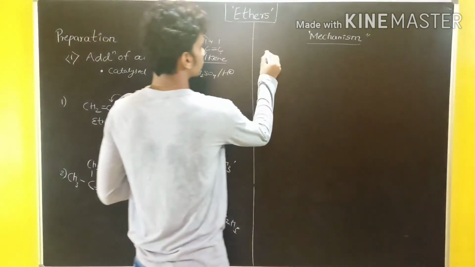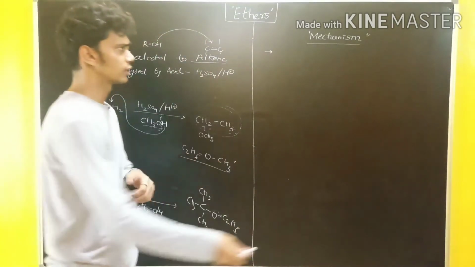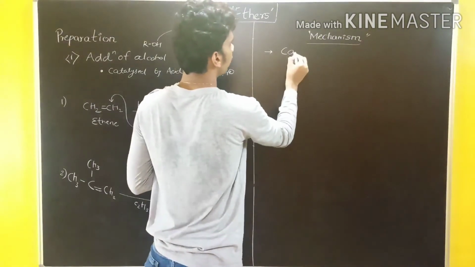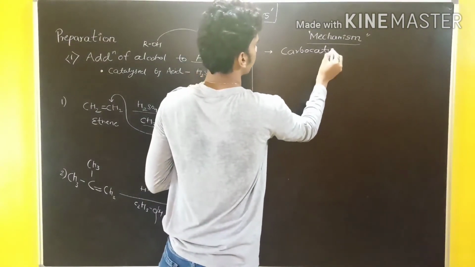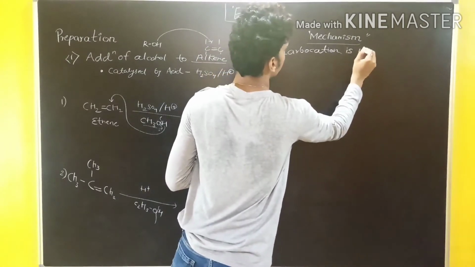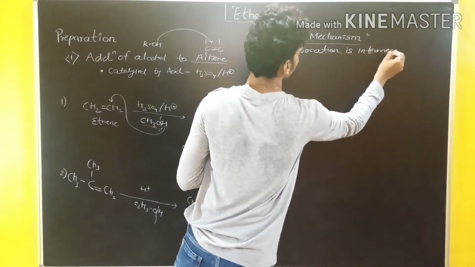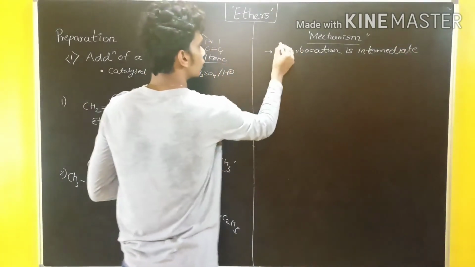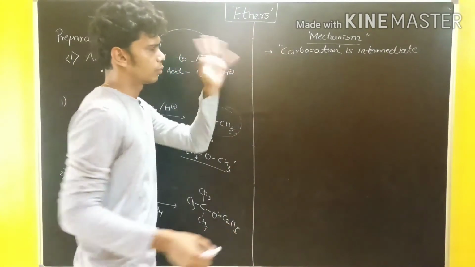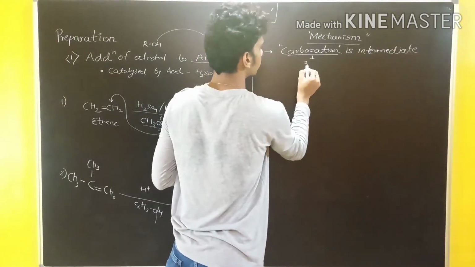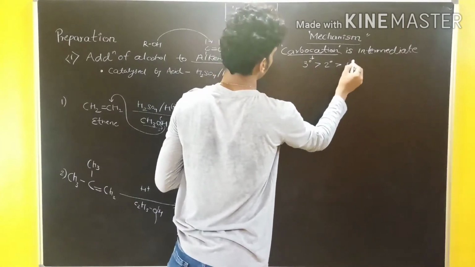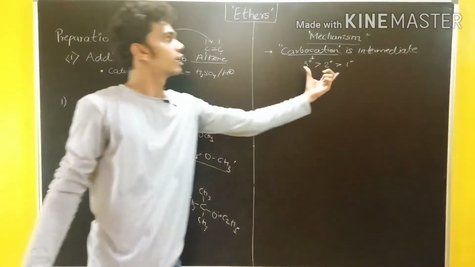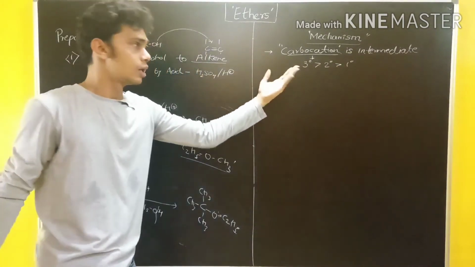Now, how it actually happens is called the mechanism. In the mechanism, you have to understand that in this process there is the formation of an intermediate. What is the intermediate? The carbocation is the intermediate here. Who is the carbocation? We should know what a carbocation is. Then carbocation stability lies in the order tertiary, secondary and primary. We should know this. A primary carbocation will shift towards the tertiary one if there is a requirement.